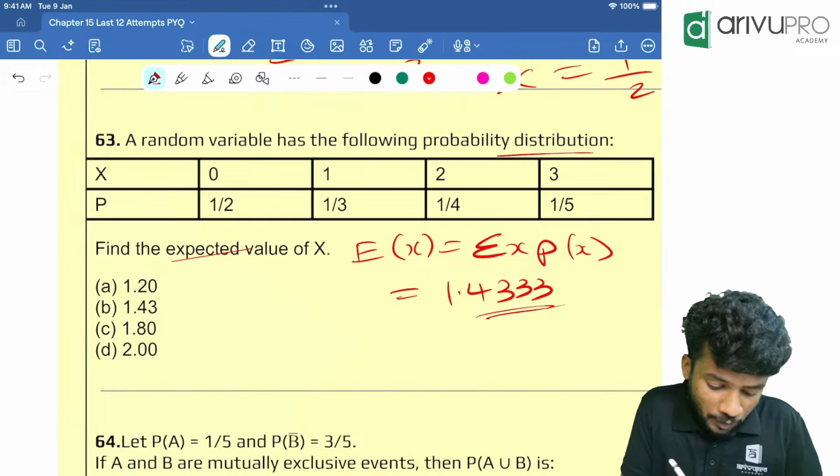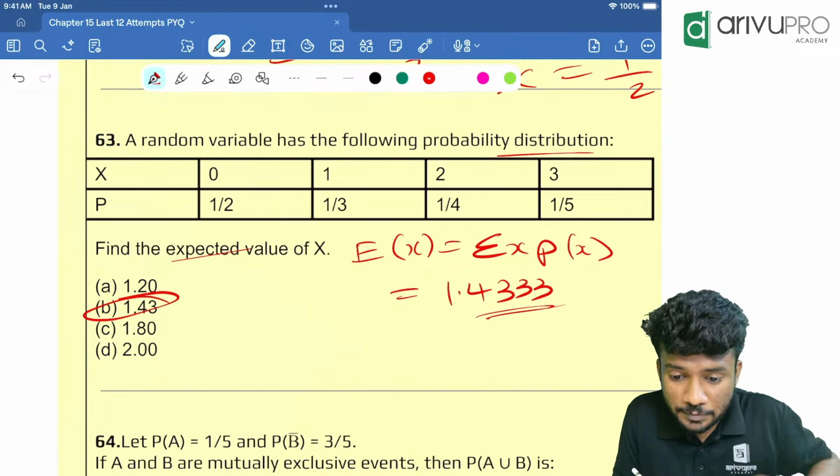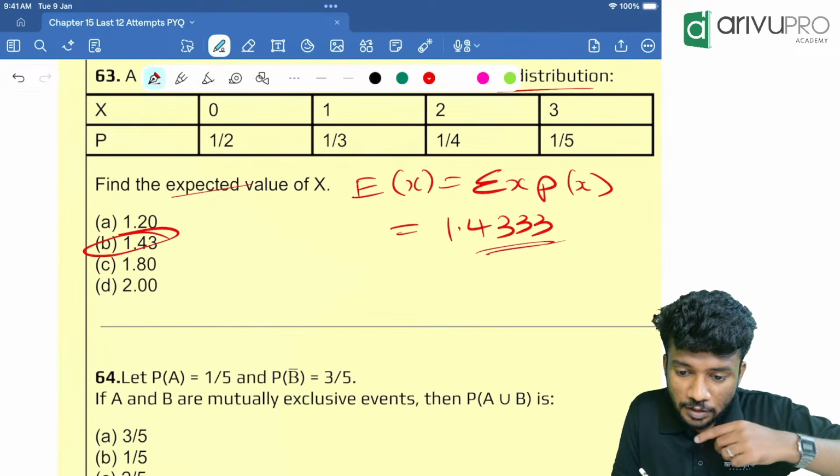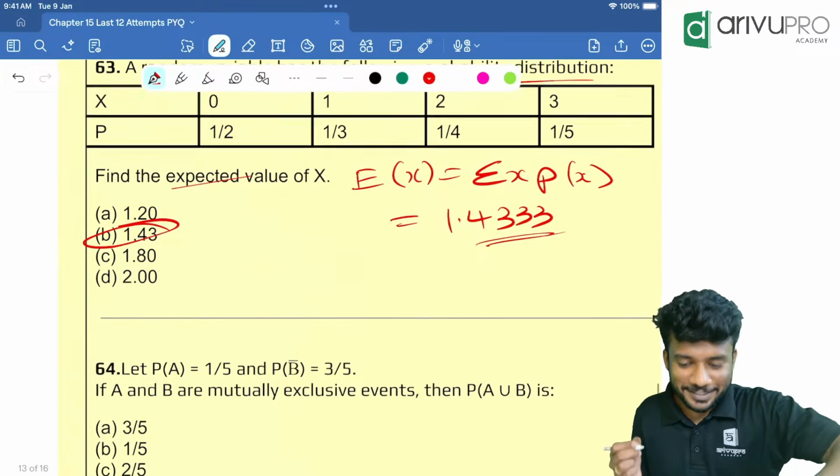1.4333. Yes, option B is the answer. Yes. I do not know the lesson statistical description of data. Yeah, you deleted the message, so I didn't read the message.